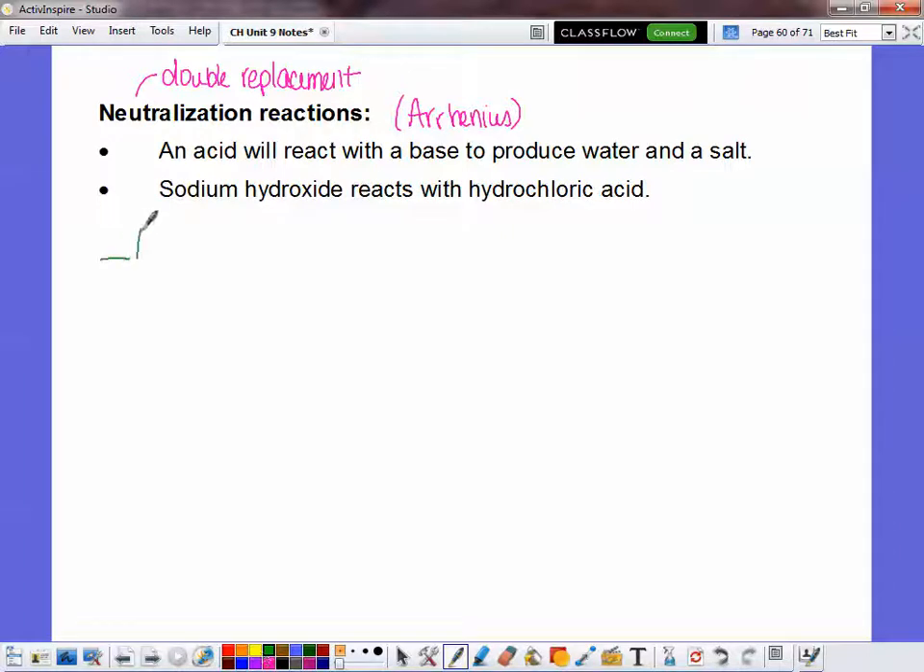NaOH. And what is it reacting with? HCl. What type of substance is NaOH? Is it my acid or my base? Base. It is my base.